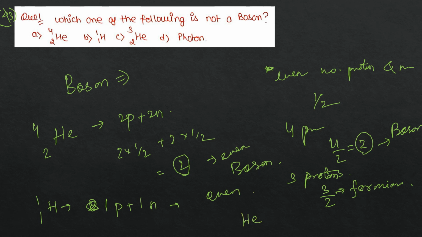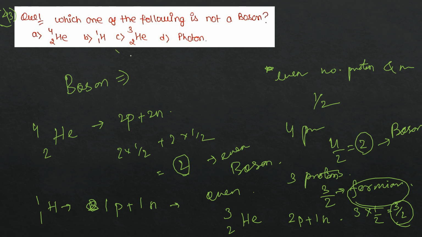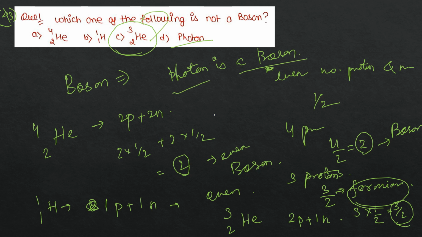But helium 2 3, if you see, two protons and one neutron, so this is like 3. So 3 into 1/2, that is 3/2. So 3/2 is what? Fermion. This is not a boson. Photon is a boson. Is it clear? Okay, next question.